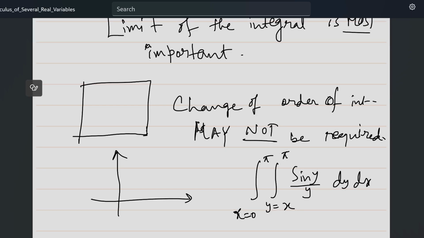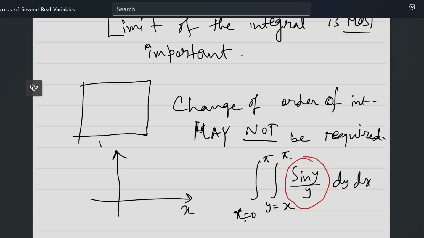Not the graph of this function. You have to draw the limit. It has no relation with this function, okay? You have to draw the graph of this function. It's not possible to draw also because sin y by y is given. So you have to draw.